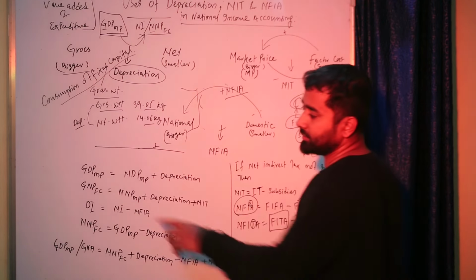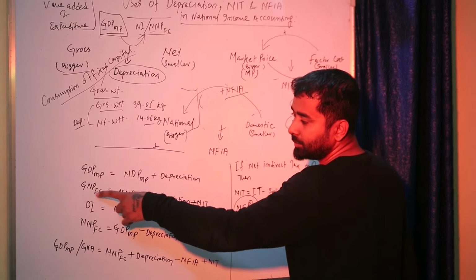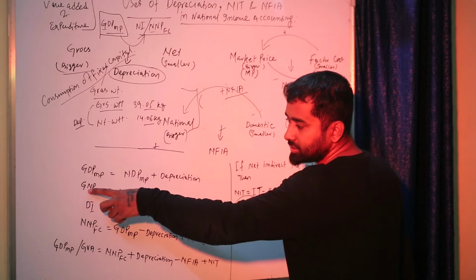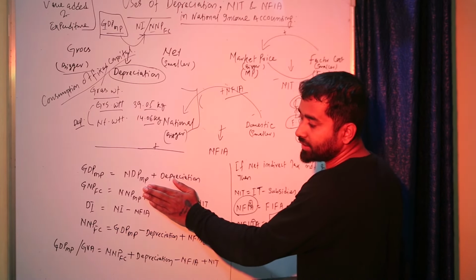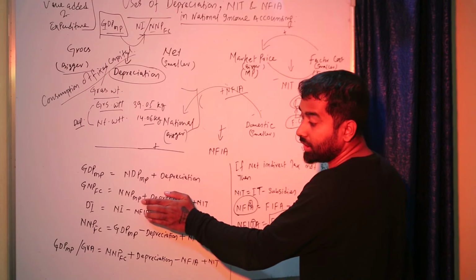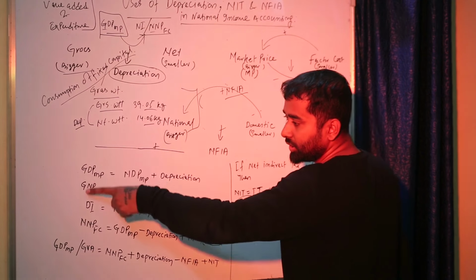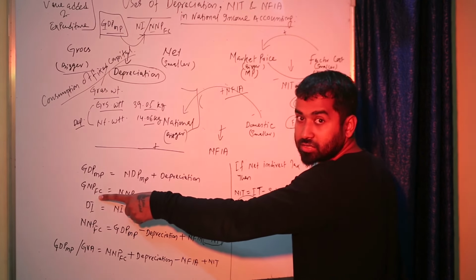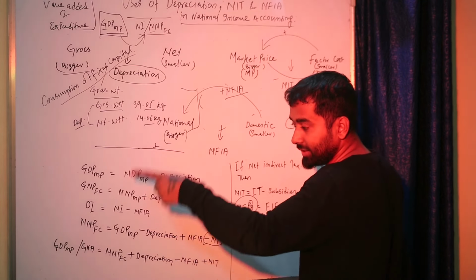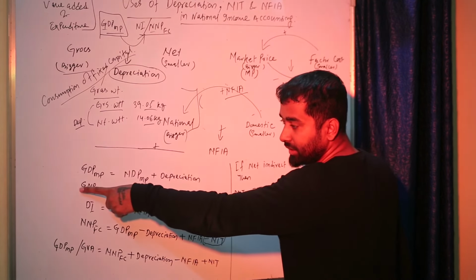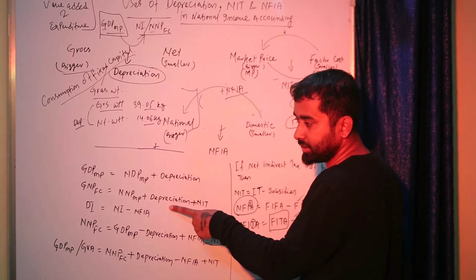Done. Next one is gross national product at factor cost, GNP-FC. I have net national product at market price, NNP-MP. Now see the conversion: from net national product at market price to gross national product at factor cost. First I am converting net to gross, so plus depreciation. Done.